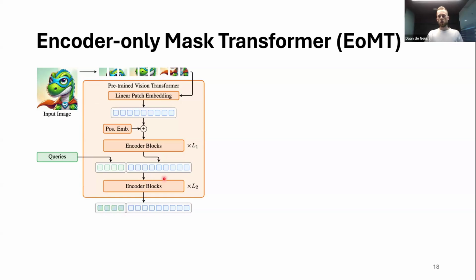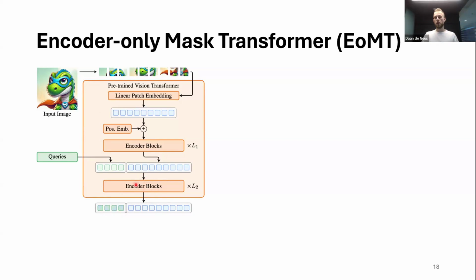So now in this encoder block, we not only have self-attention between the patch tokens, but we also have self-attention between the queries. We have attention between the queries and the patch tokens, and we have attention between the patch tokens and the queries. So in this encoder block, we have all of these attention operations that were previously separate in the encoder and the decoder, now all jointly together in a much more efficient way.